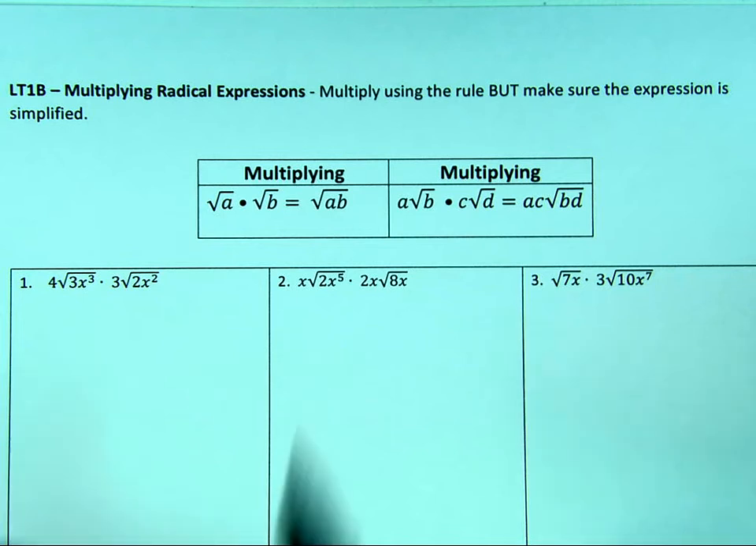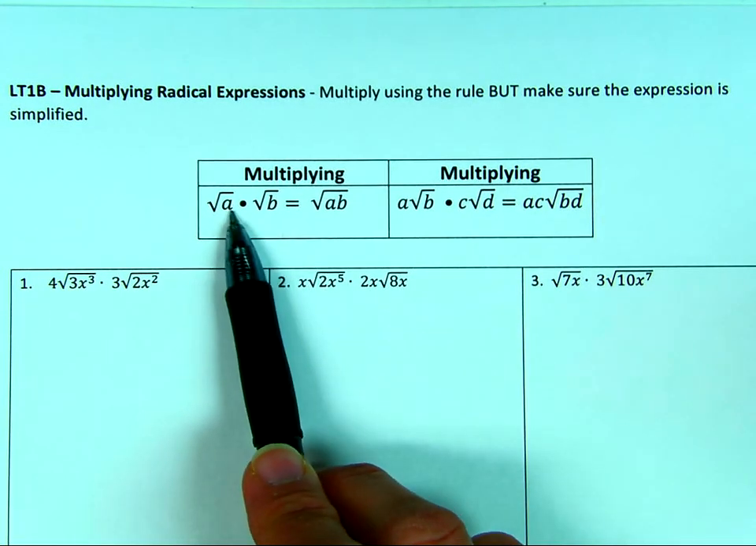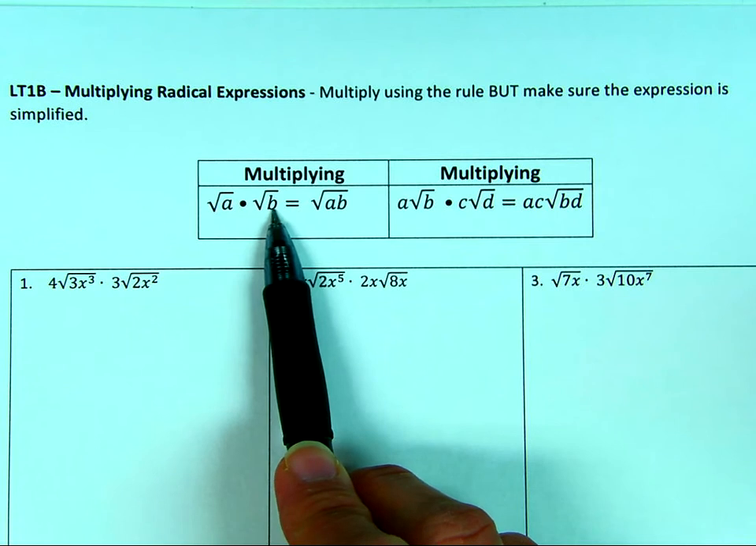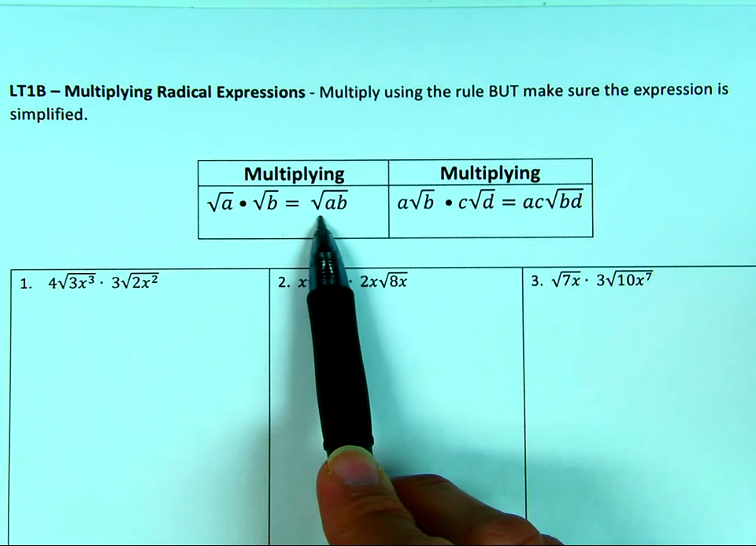So there's a couple things that you want to know about multiplying. If you have the square root of a number times the square root of a number, it's the same thing as the square root of the product of those two things. So whatever was inside, as long as they're both inside, you can multiply them together.